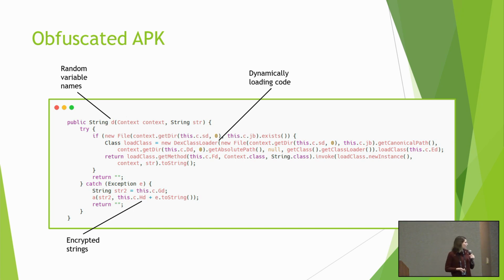Finally, we have this exception handler right here, and if you take a really close look, you'll see that it's returning a string concatenated together, and the variable is this.c.hd, which doesn't mean anything. This is actually an encrypted string on disk that is going to be dynamically decoded and then returned as the exception handler. So if you're trying to read this string, you have no idea what it's doing until you decode it.